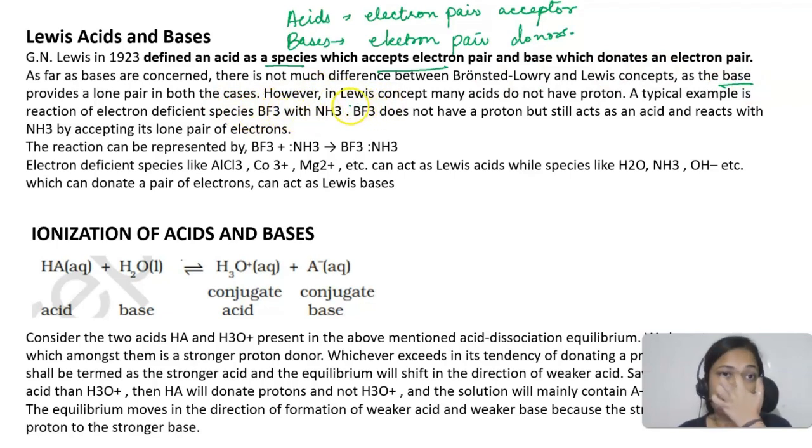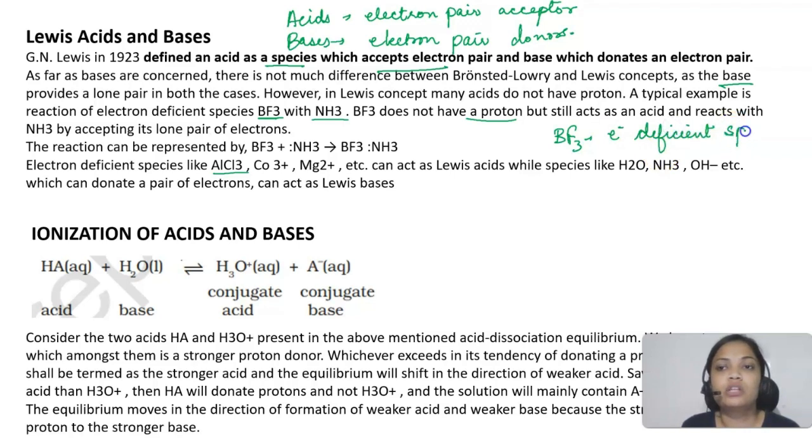As you can see here, if we are talking about the reaction of BF3 with NH3, BF3 is not having a proton. So this concept actually explains the acidity of many substances like BF3, AlCl3, which are not having any proton but still act as an acid because they are accepting the electron pair. So you know that BF3 is an electron deficient species. Boron is just having 6 electrons around the outermost shell, so it needs 2 more electrons.